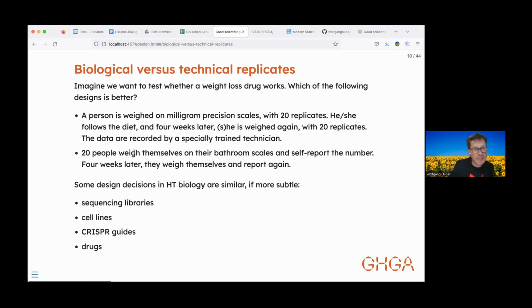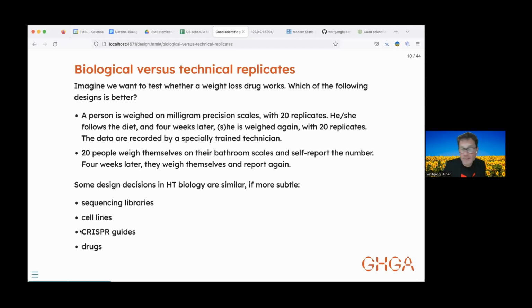So again, this may sound silly, but there are actually quite many design decisions in high throughput biology that are similar, maybe a bit more subtle, but in the end boil down to the same kind of situation. For instance, when your replicates involve producing several sequencing libraries of the same sample, do you want to use one cell line multiple times in replicates, or do you maybe want to use several different cell lines, each with only one replicate?